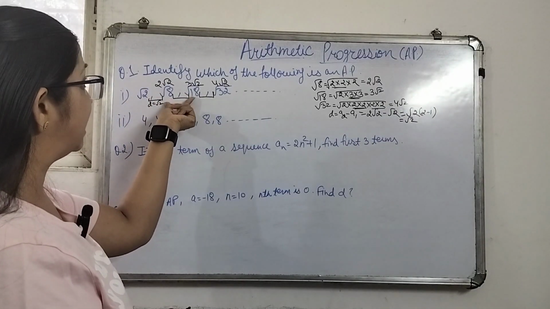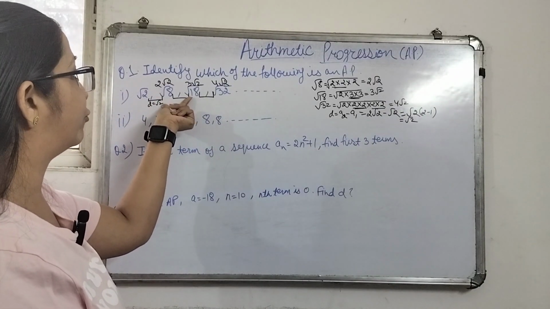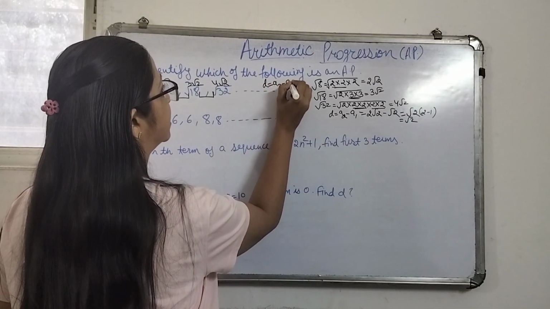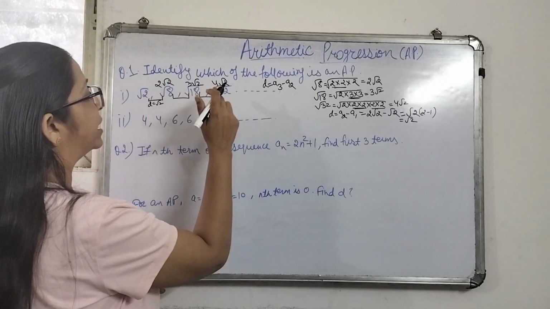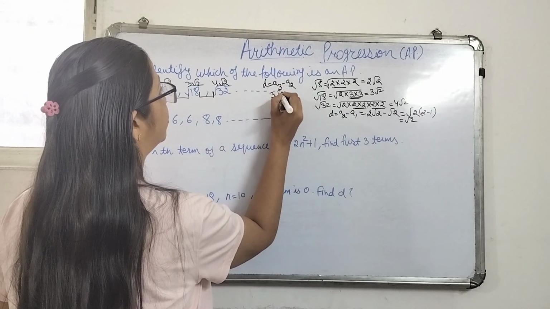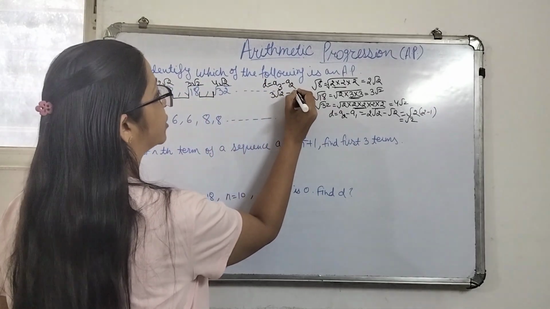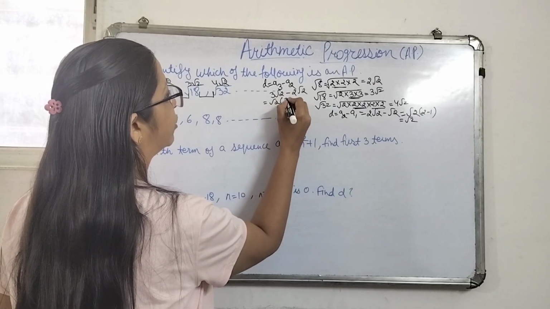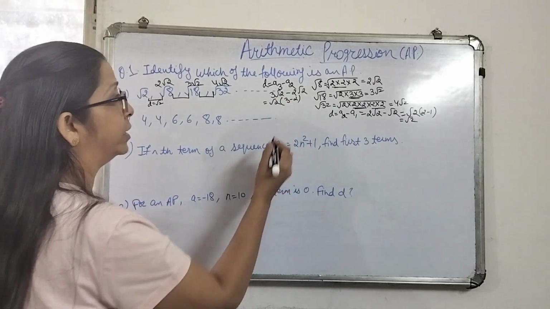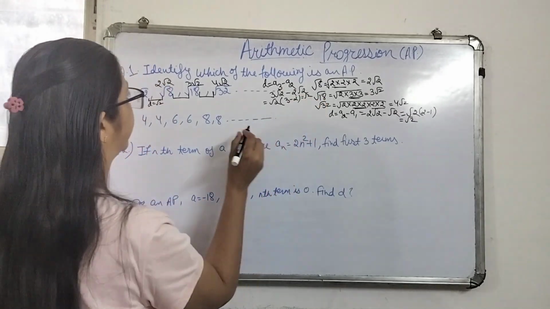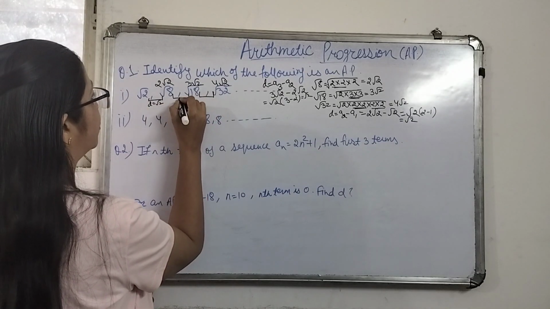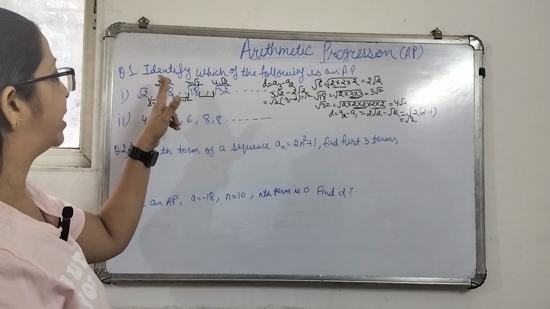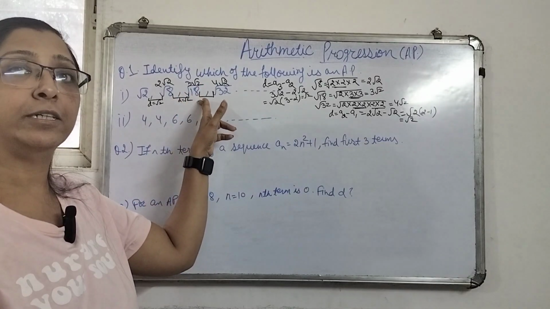Now, let us see in this condition what the value of D is. Here D will be A3 minus A2. A3 is 3 root 2 minus A2, which is 2 root 2. Again root 2 could be taken common. It will be 3 minus 2, that is 1, meaning root 2 only. That means for the second condition also D is root 2 here. It means we added root 2 to the second term and got the third term.